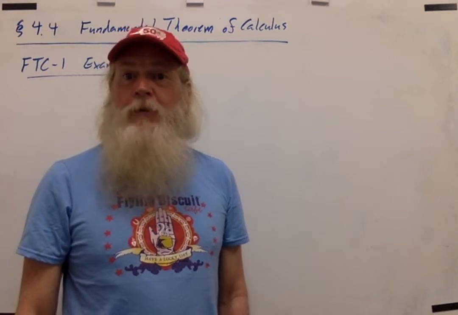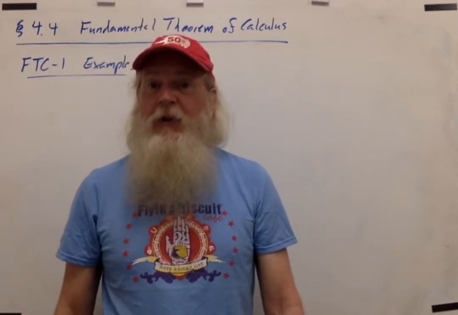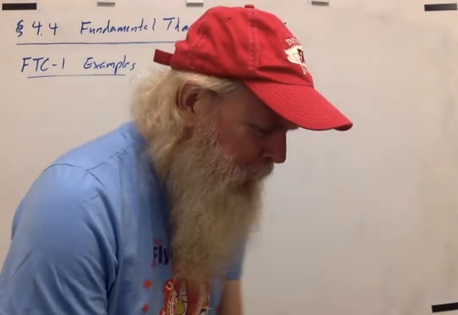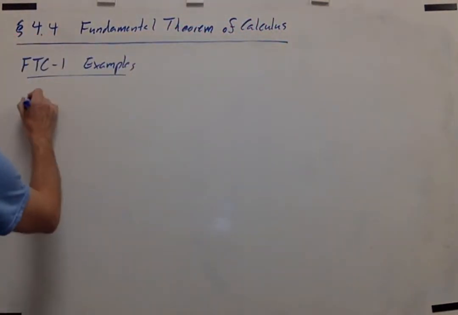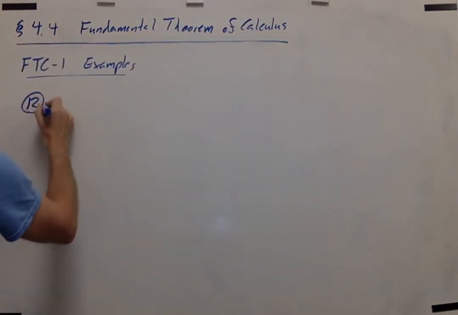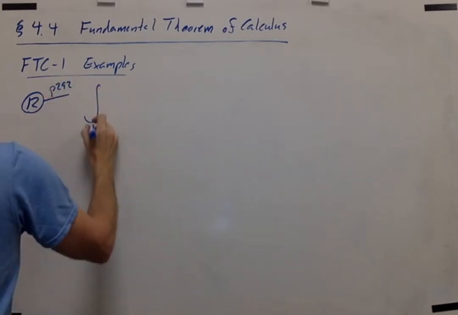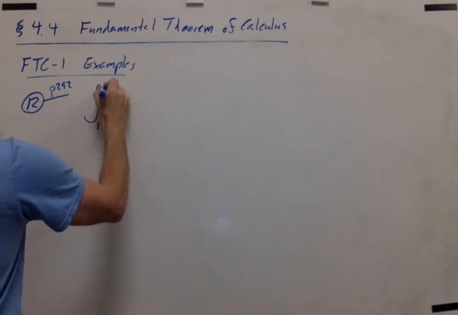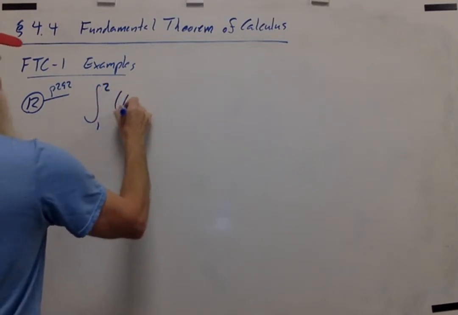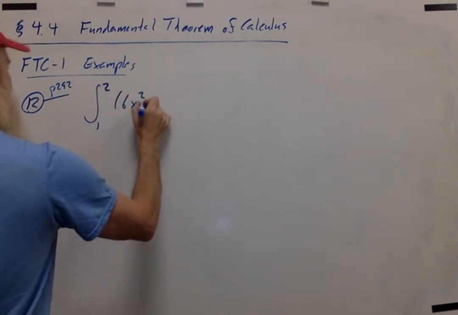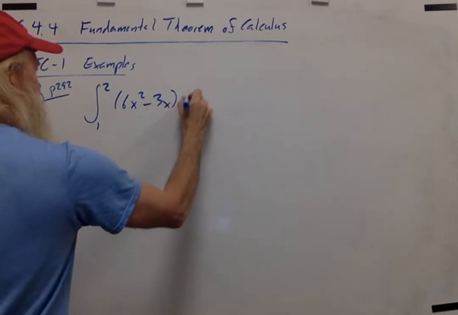Now let's solve some problems from the book using the fundamental theorem of calculus part 1. The first problem is problem number 12 on page 292. And this is the integral from 1 to 2 of 6x squared minus 3x.